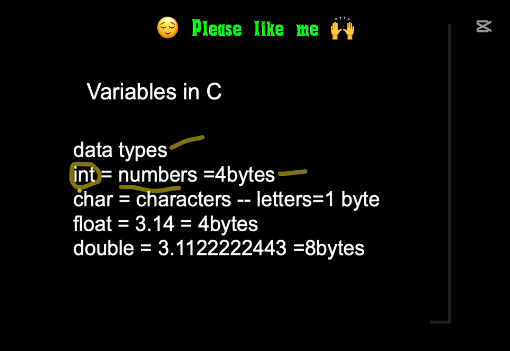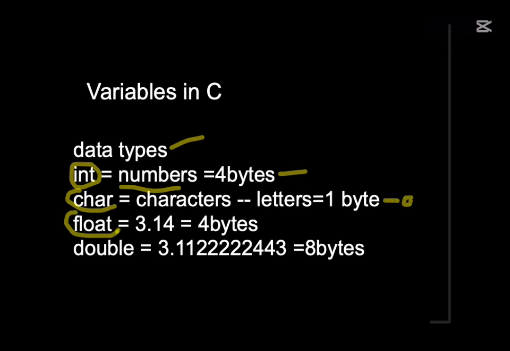And I talked about char. Char is character, so it only accepts letters. Then I talked about float. It means decimal, so it takes decimals like 3.1, 3.2, 3.4. Then I talked about double. We only use double for precision, when you want your decimal numbers to be correct. So this accepts long decimal numbers.